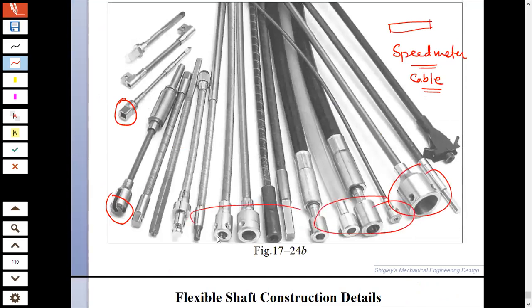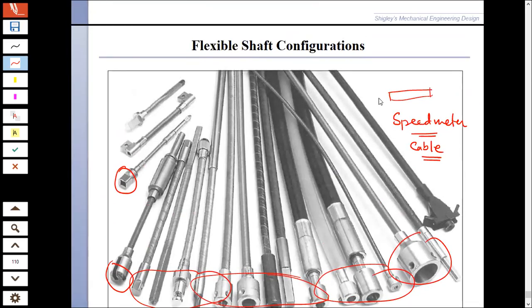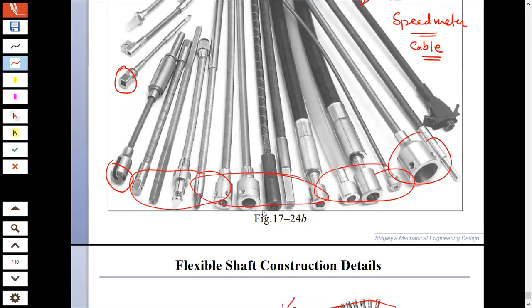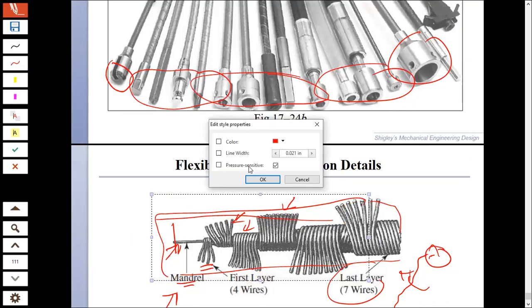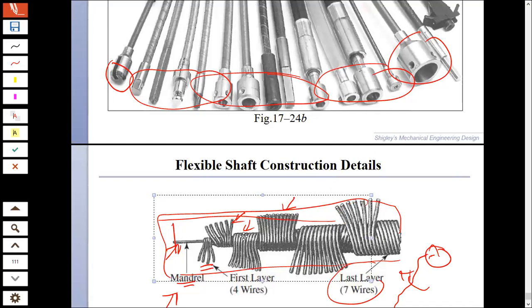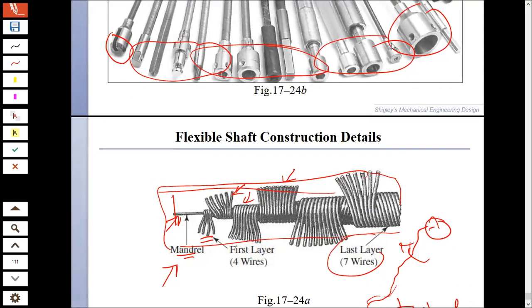I advise you to look at a speedometer cable. Why do we enclose this in this enclosure? Because we don't want dirt to get in there. After some time it might just wear and tear, and if the wires become like these, it's going to not work. It will cease to work. Okay, so that was all.